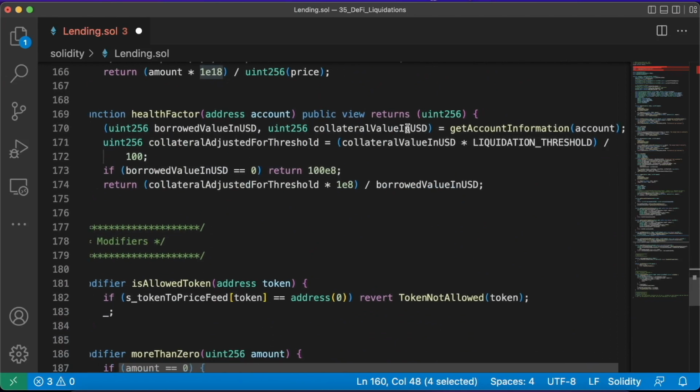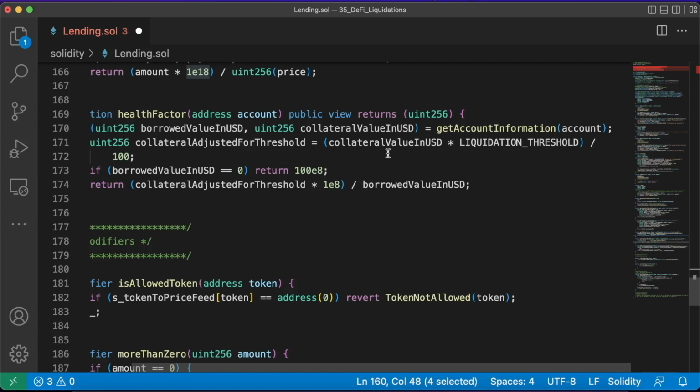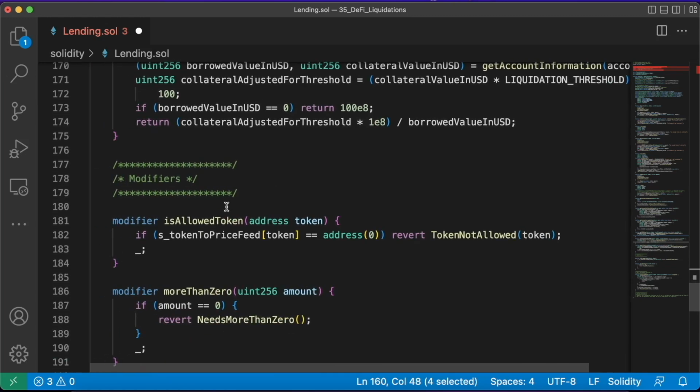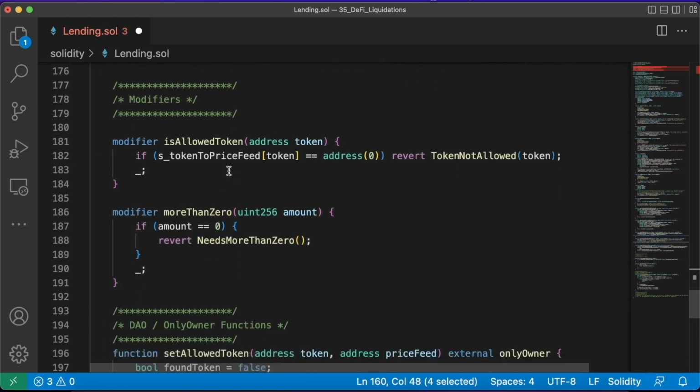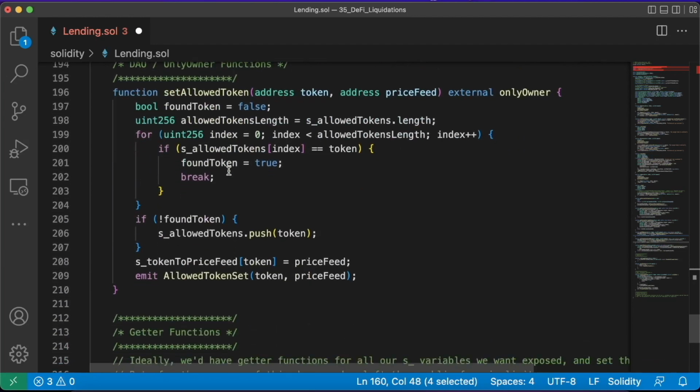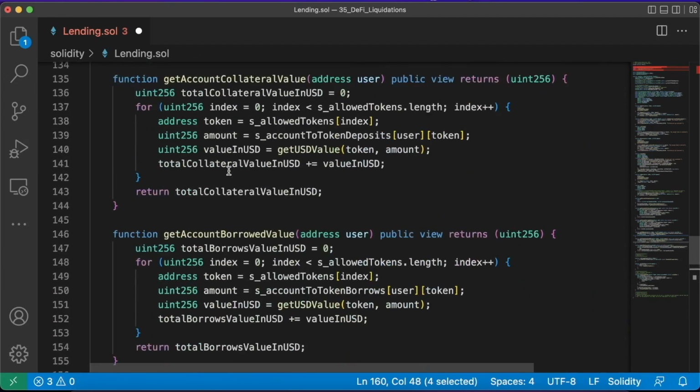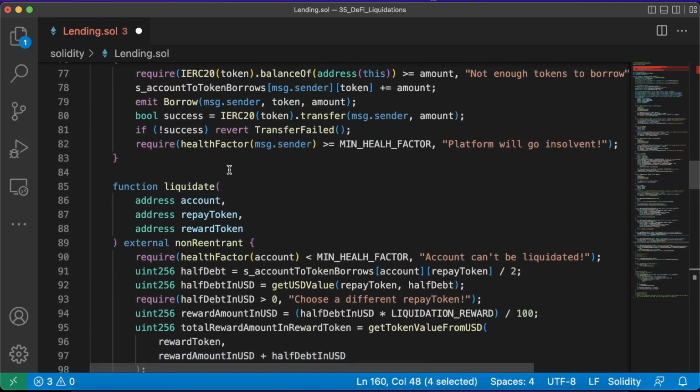So that's for that. And when we have that, we can calculate the health factor. As you remember, the health factor is just the collateral divided by the borrow amounts, but in that case we need to adjust that collateral for the threshold of liquidations, which we are doing here. Since that is a percentage, we multiply by that number, but then we divide by 100, and that will give us the health factor. Then we have these functions here that are just modifiers, and this is the function to whitelist tokens.